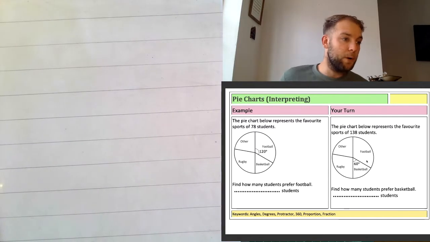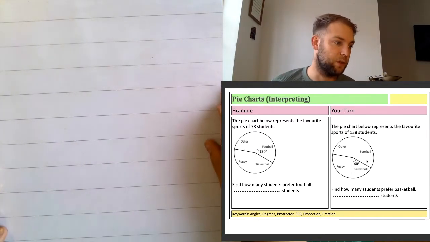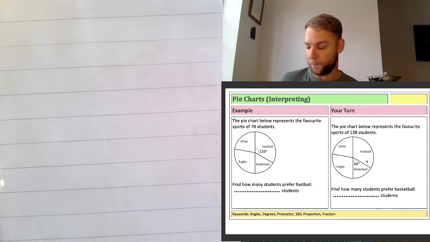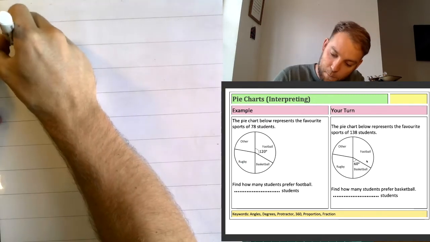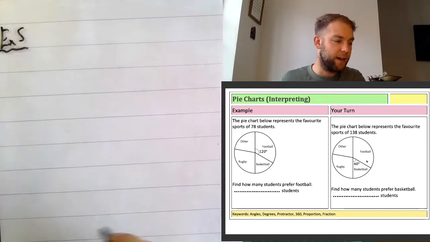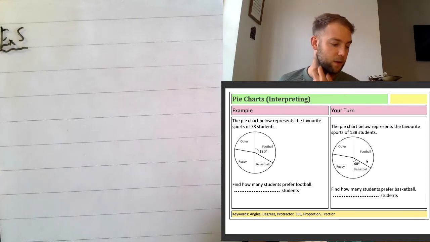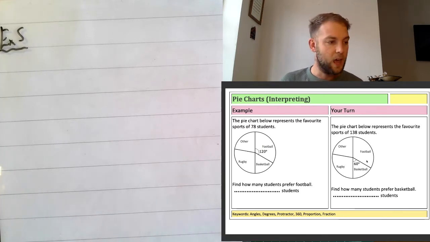So the pie chart below represents the favourite sports of 78 students. Find out how many students prefer football. Now this one here is example 5. This is more like how we're going to come up, and this one might come up on a non-calculator. It might actually come up on a calculator. This one would come up on a calculator paper, but it might also come up on non-calculator methods. I'm going to use the calculator technique for this one.